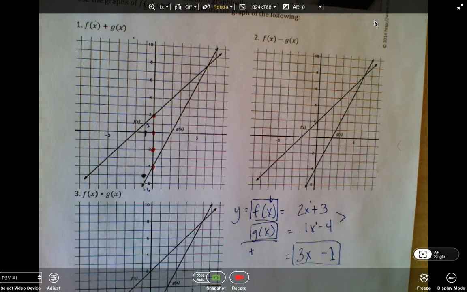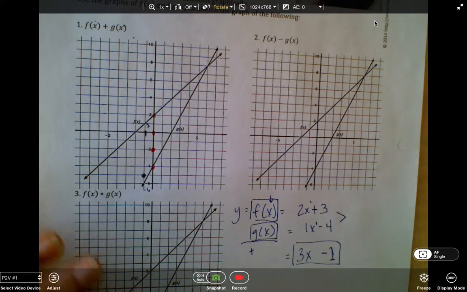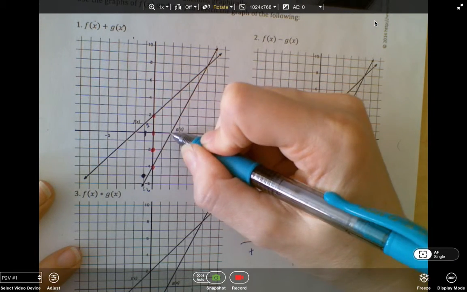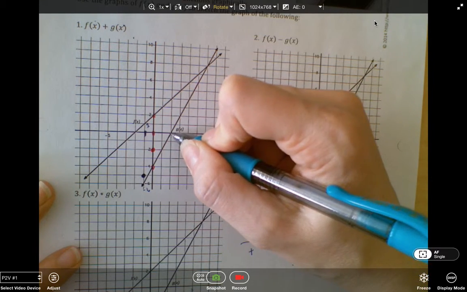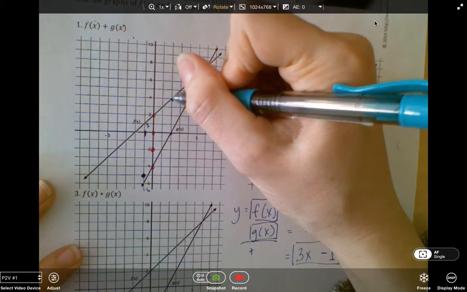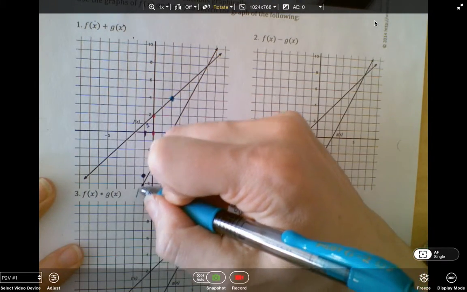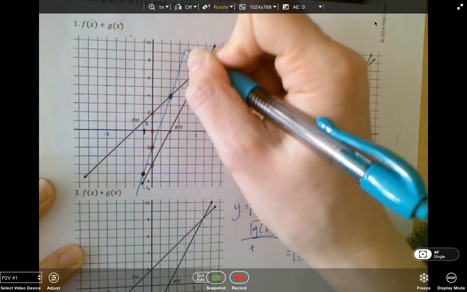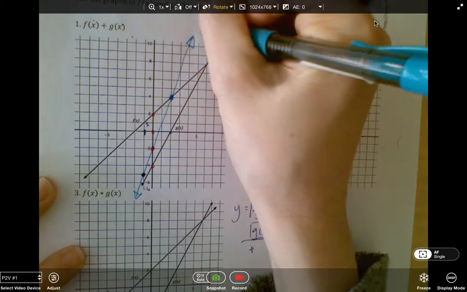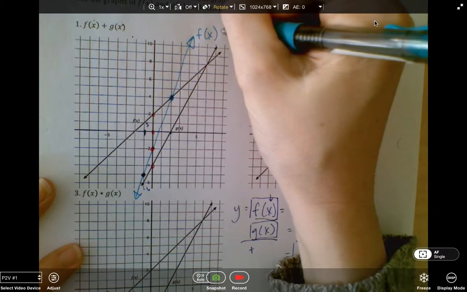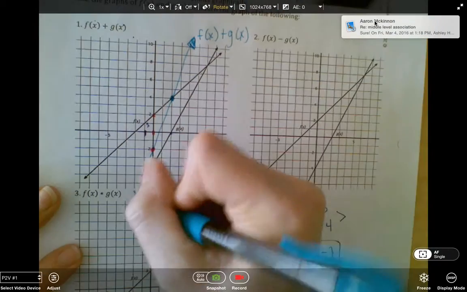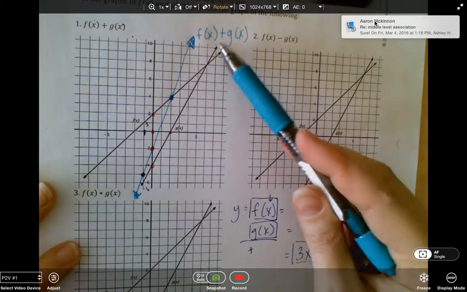Okay. One more point ought to be enough for us to have a good little sketch. Let's look at maybe x equals 2. So here x equals 2, and the output for this is 0, and the output for this is 4. So what is 0 plus 4? It's simply 4. So I'm going to take my 3 points that I've created and sketch a line through them and say that this line right here represents the function f of x added to the function g of x as a visual representation.